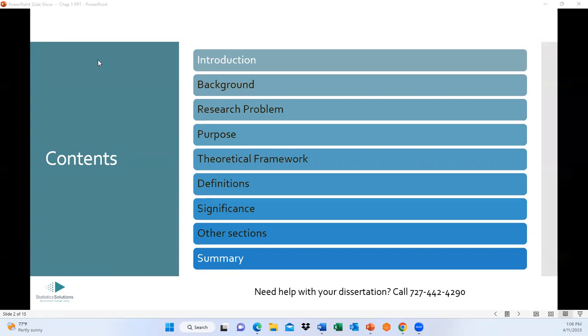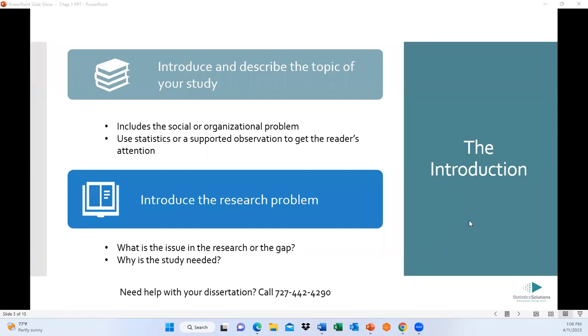Okay, so these are the sections that are typical in the chapter 1 we're going to be covering today. All right, so let's get going. The introduction. This is the introduction to the introduction, right? So really, like an introduction, it's not too involved. You just want to orient the reader. What are you going to be studying? And you're going to answer a little bit of why and a little bit of how, but those things get answered much more in depth later on.